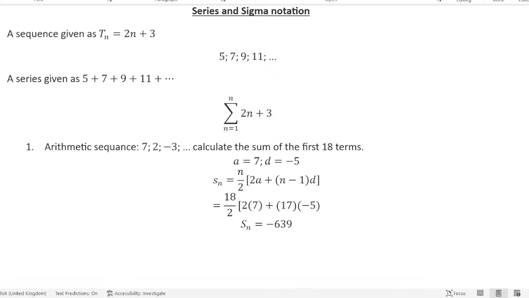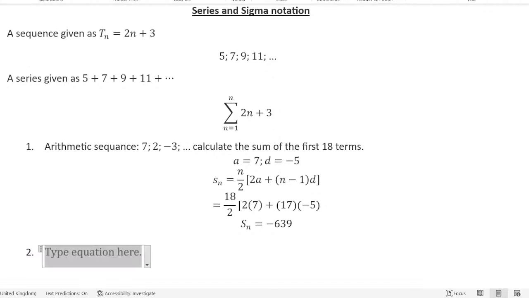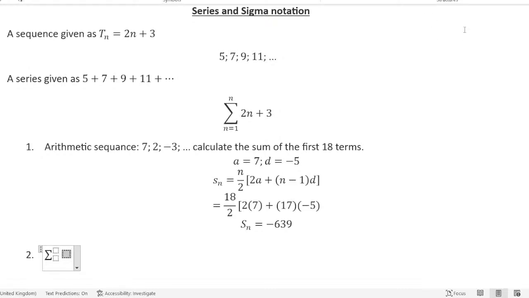All right. So now let's continue with this problem, number 2. This one is given in sigma notation.